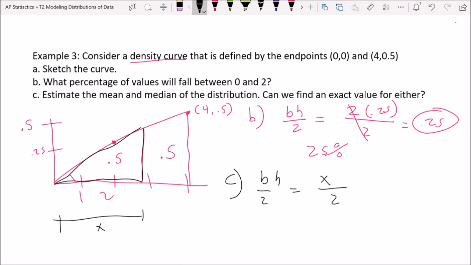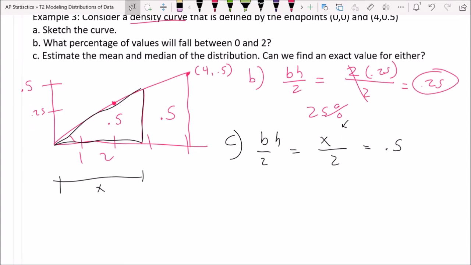I'm not going to write h yet. I'll show you why in a second. And I want the area to be equal to 0.5. And the issue is, if I put height right there, I'm going to have introduced a second variable into the equation. And I don't really want to introduce an additional variable. That may make things more challenging.